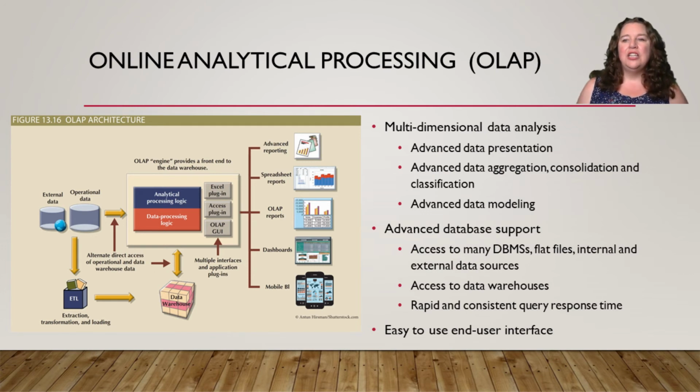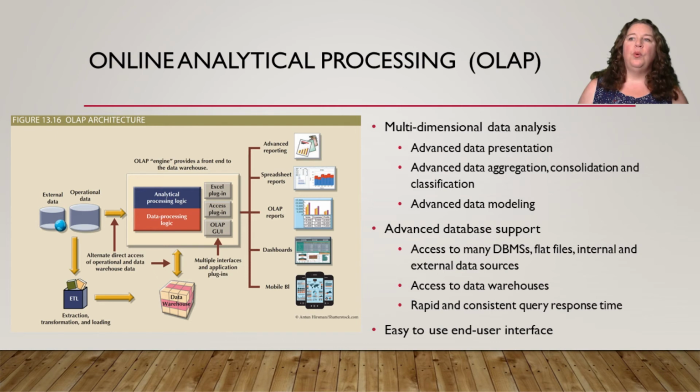And it uses that processing to be able to get the data where it needs to go and do all of the processing. Once it gets its data, it can do any of the 5 things listed on the side. It can do your advanced reporting, it can do your spreadsheets, it can do your regular OLAP reports, it can do your dashboards, and it can do your mobile business intelligence. So being able to get the information on your phone that you need.